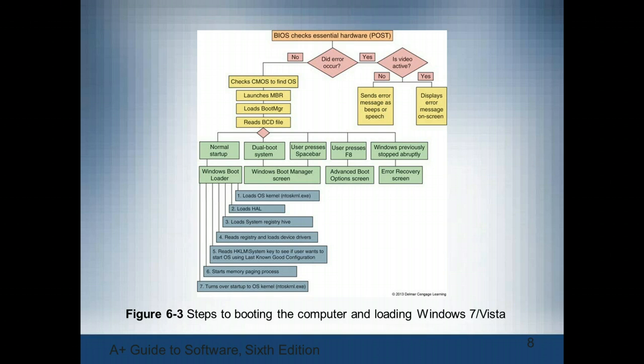So this is the great flow chart here, right? BIOS checks essential hardware for POST. What if it doesn't have any memory? What do you get? Or the memory's bad, it just keeps beeping. Did an error occur, yes or no? If it's no, it checks the CMOS for the OS, launches the master boot record, the boot manager, the BCD. BCD is a file that has some startup information in it.